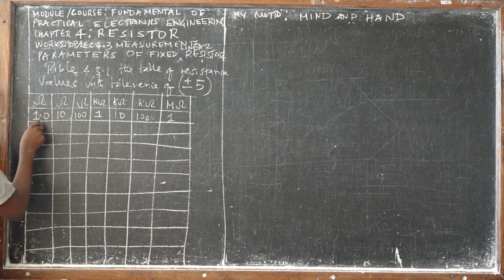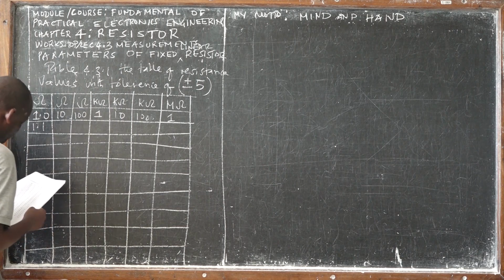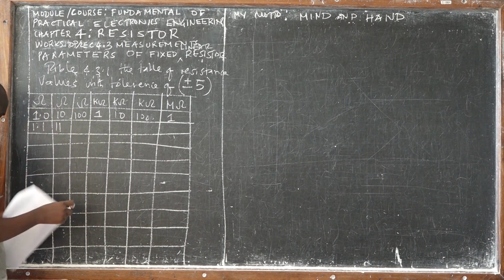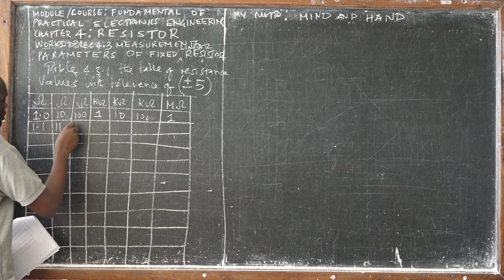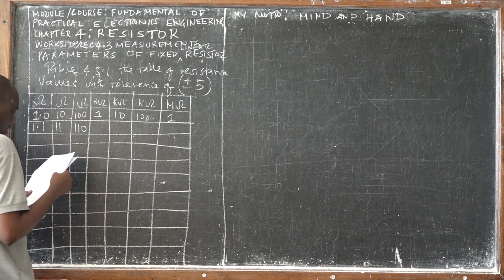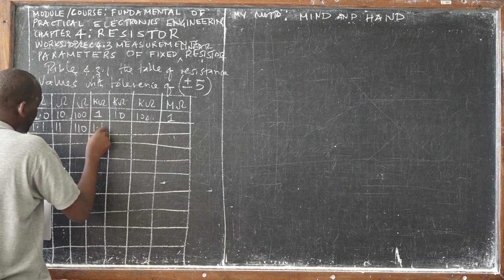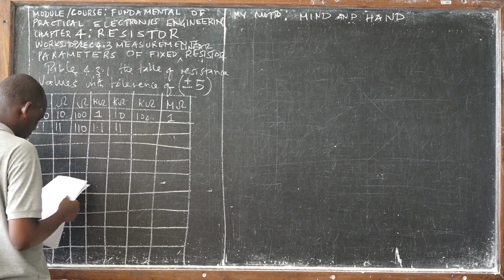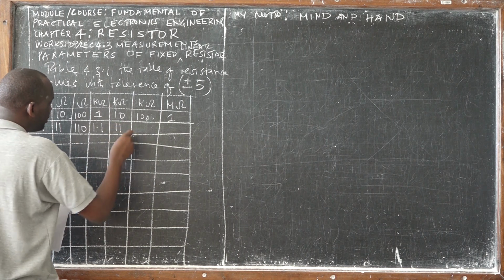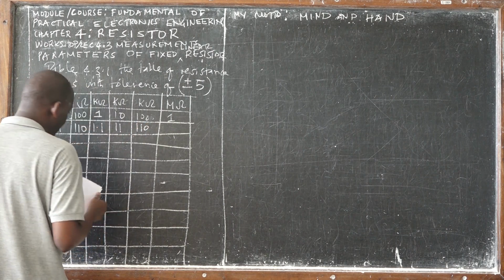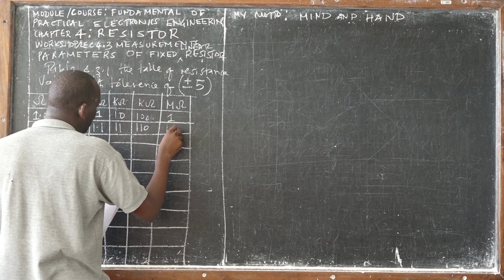Then we go, the next standard resistor is 1.1. Say 1.1. This is 11. This is 110. This is 1.1. This is 11 kilo ohm. This is 110. And this is 1.1 mega.